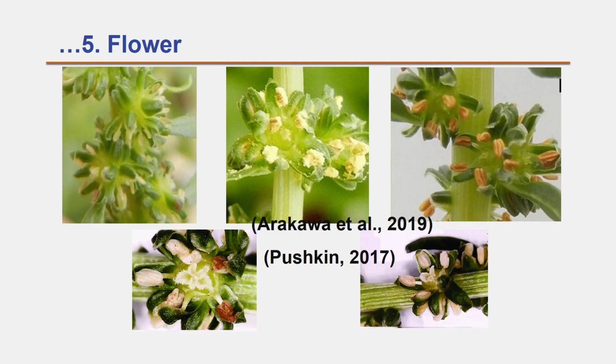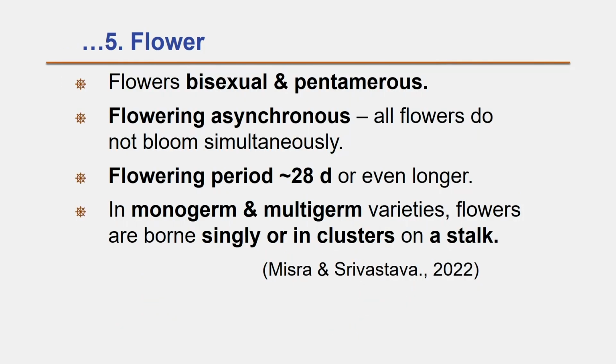Now, you can see the variability in color of flowers. You can see here the yellow color, here a yellow-orange color, and then white, and a variety of colors are there. Flowers are bisexual and pentamerous. Flowering is asynchronous. Asynchronous means all flowers do not bloom simultaneously. Flowering period is approximately 28 days or even longer, means it happens for 28 days.